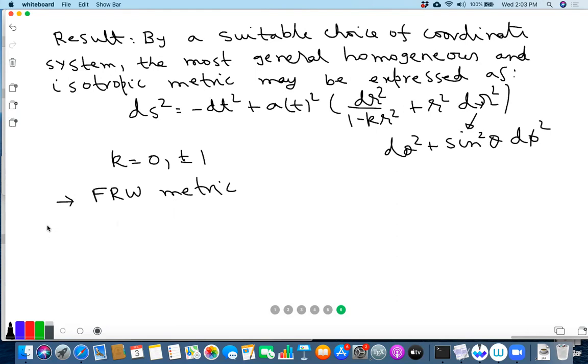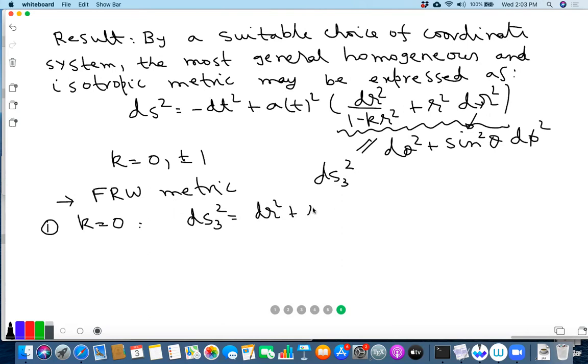So first, let's consider k equal to 0. This of course means that the spatial metric is flat. Let's call ds3 square the spatial metric, this part of the metric. So ds3 square is dr square plus r square d omega square, which you can just write as dx1 square. This is a polar coordinate, so you can go to the Cartesian coordinate to write this as dx1 square plus dx2 square plus dx3 square.